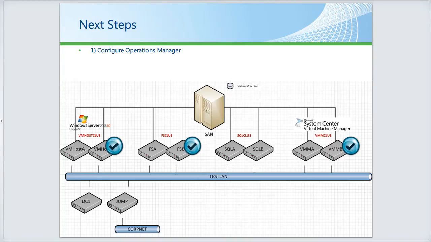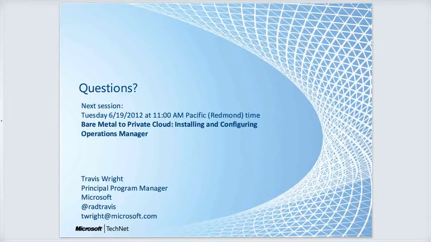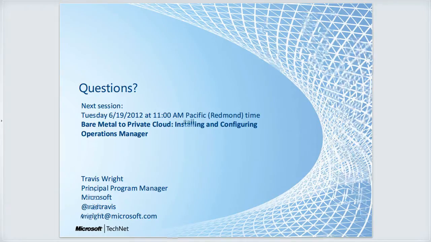So the next step for us is to deploy and configure Operations Manager. So the next session for the bare metal to private cloud series will be installing and configuring Operations Manager, and that will be on June 19th. So we're going to skip next week because it's TechEd US and a lot of people are going to be attending that. We'll come back on Tuesday, June 19th, same time at 11 o'clock Pacific time for that next session.